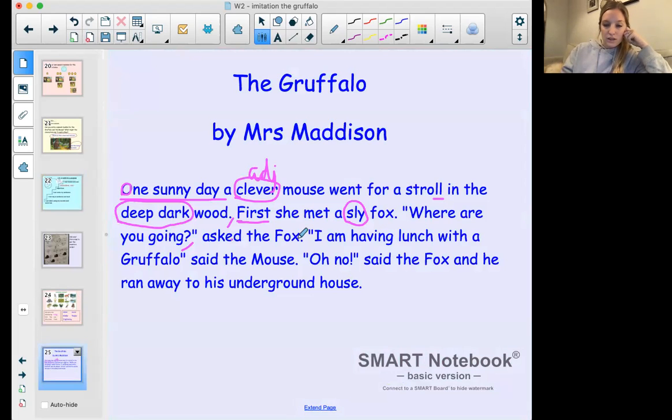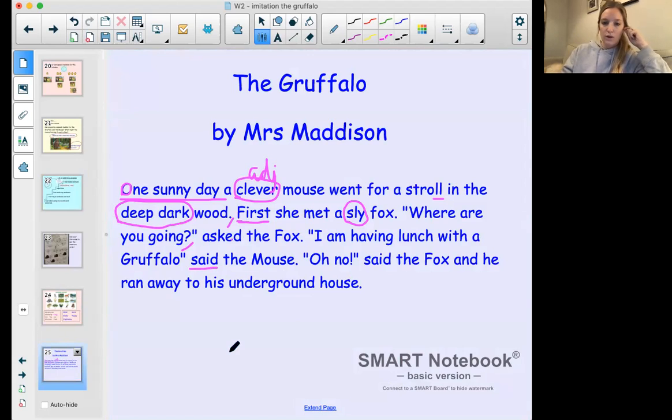"Can I use a question mark?" asked the fox. "I'm having lunch with a Gruffalo," said the mouse. And I like that I've spelt tricky words like "said" correctly. Quick question though, why have I put a capital letter on mouse and fox?